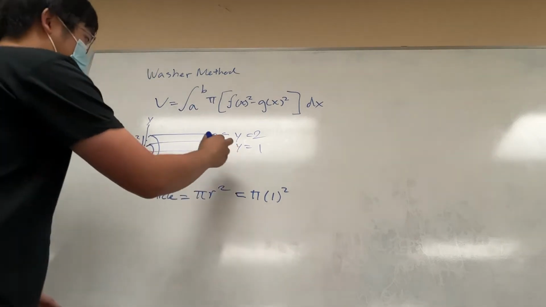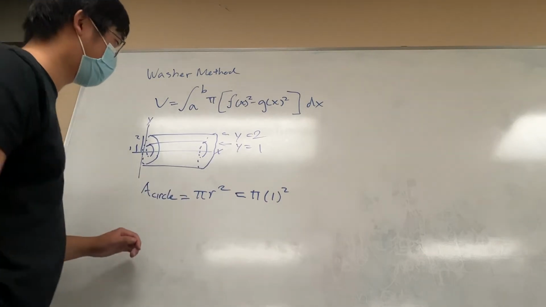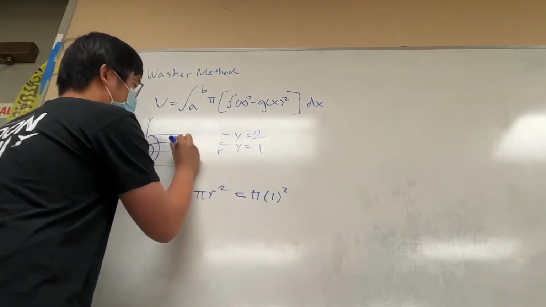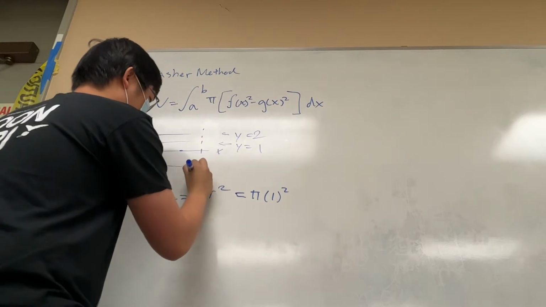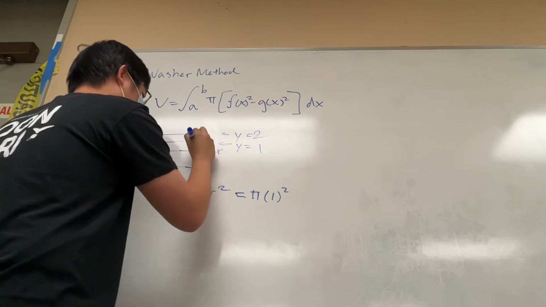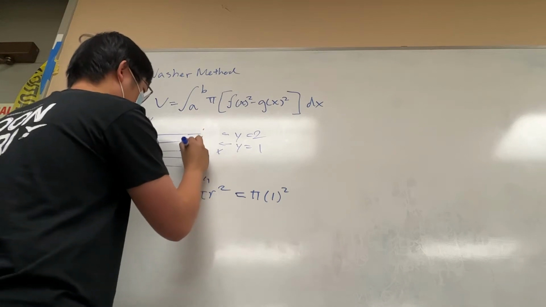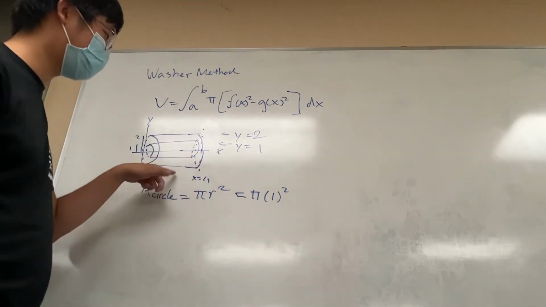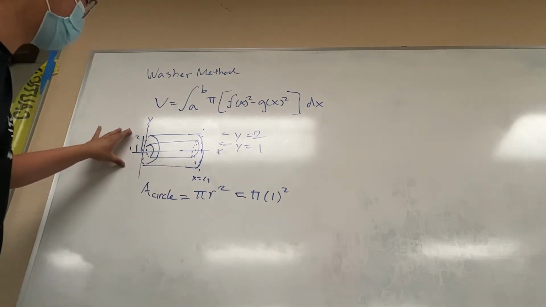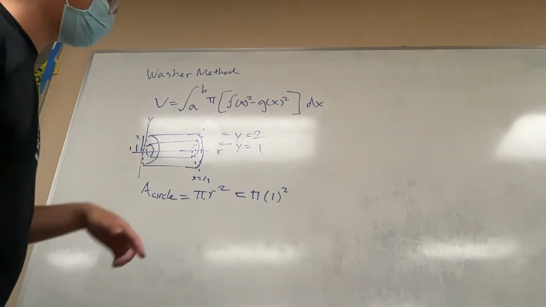For the purpose, let's say x is bounded at 4. Sorry for the little messy drawing, but let's just say x is bounded by 4. Now we know the height of this cylinder is 4, right? So we have the radius of both the inner one and the outer one, as well as the height that they're both bounded by.